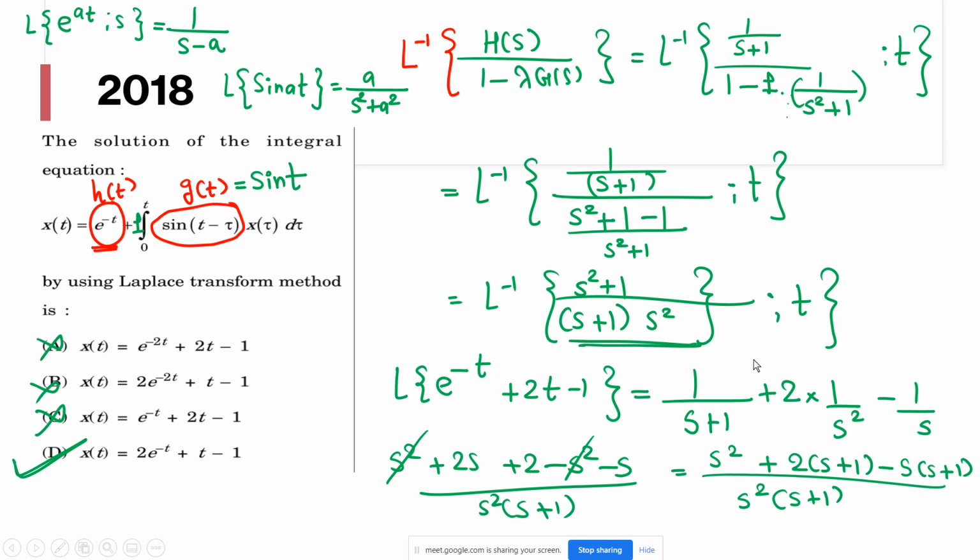Yes, just go through the solution once. If anywhere you have any doubt, please ask. If it is clear, just let me know yes in the chat box so I can go ahead. Okay.